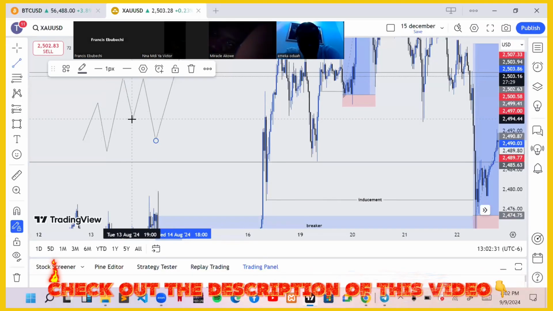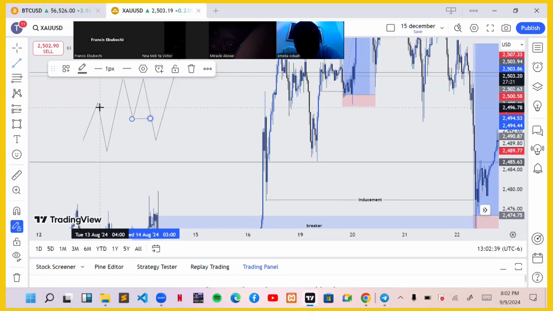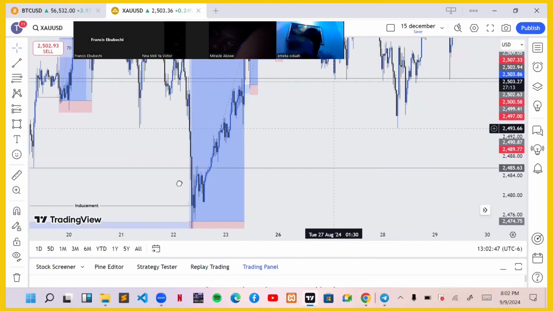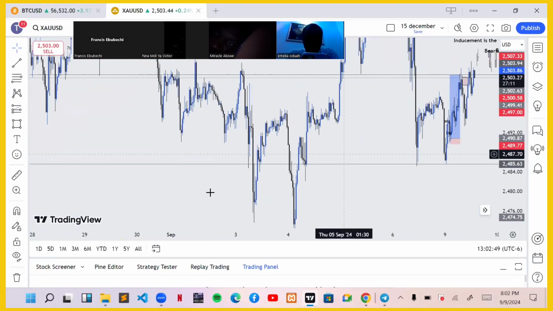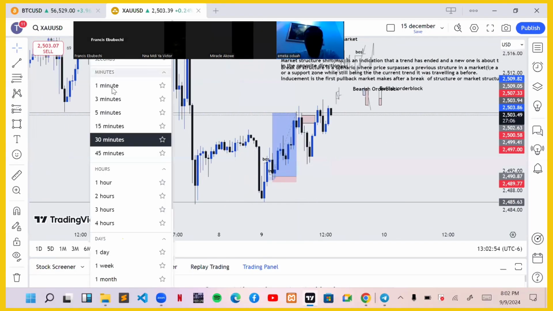Now, the first pullback is here, which is this inducement. One of the rules says the point of interest must be the closest to liquidity. Because this zone has been mitigated, I can't use it anymore. So which one is now the closest point of interest to liquidity? It is this other block. I used another block to take a trade on gold today, and I will show you the reason with this strategy.